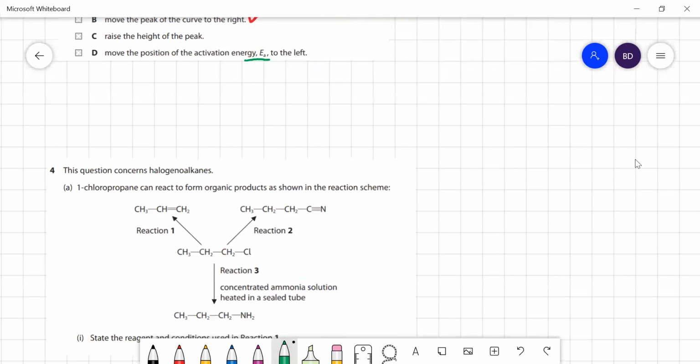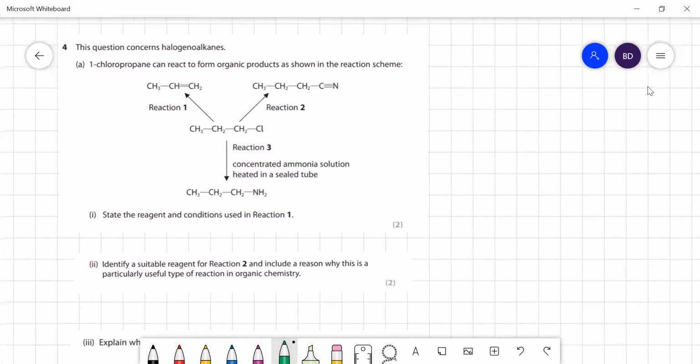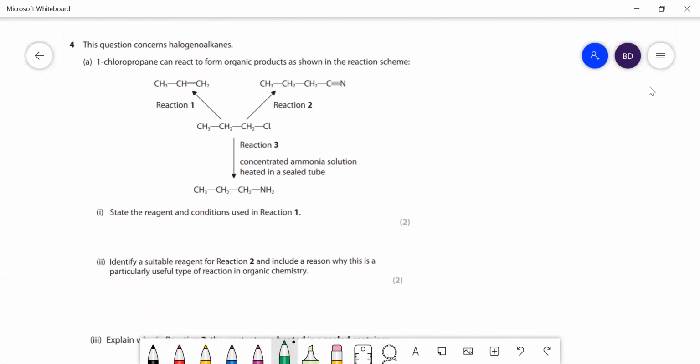Okay, some organic chemistry now: halogenoalkanes. So we've got 1-chloropropane. Before we read the questions, let's see what's happening. Reaction 1 is elimination. We've removed an HCl to form the alkene. In reaction 2, we've replaced the chlorine with a cyanide group, so that's nucleophilic substitution. And reaction 3 is also a nucleophilic substitution, because we replaced the chlorine with an NH2 group.